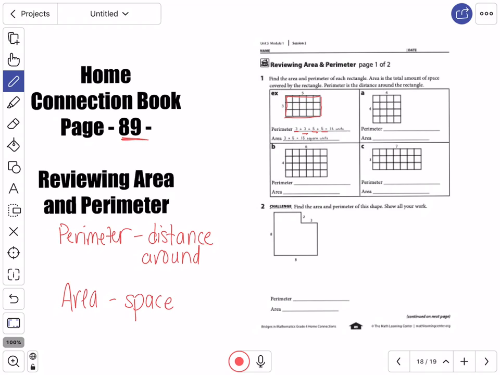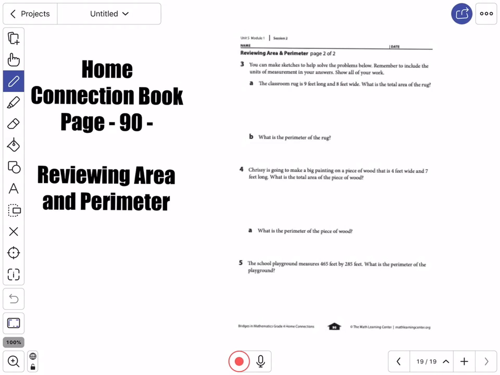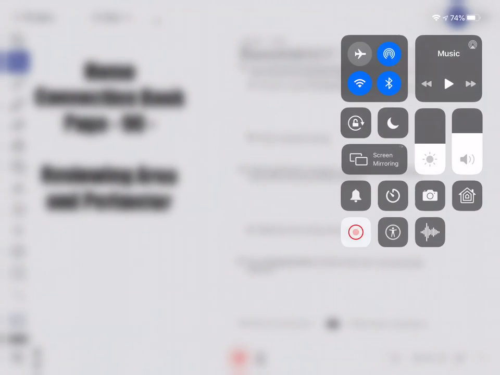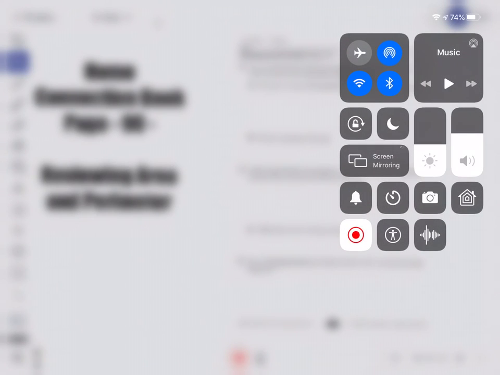But then the area would be the space it takes up. So like how much rug space does it take up? That's where you do the 3 times the 5 and you get 15, okay? So I want you to do home connection page 89 and home connection page 90 for homework tonight, okay?